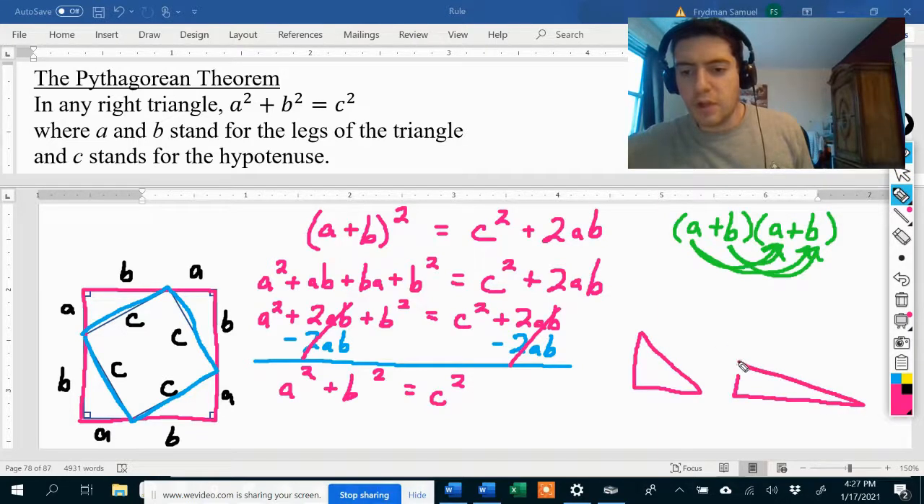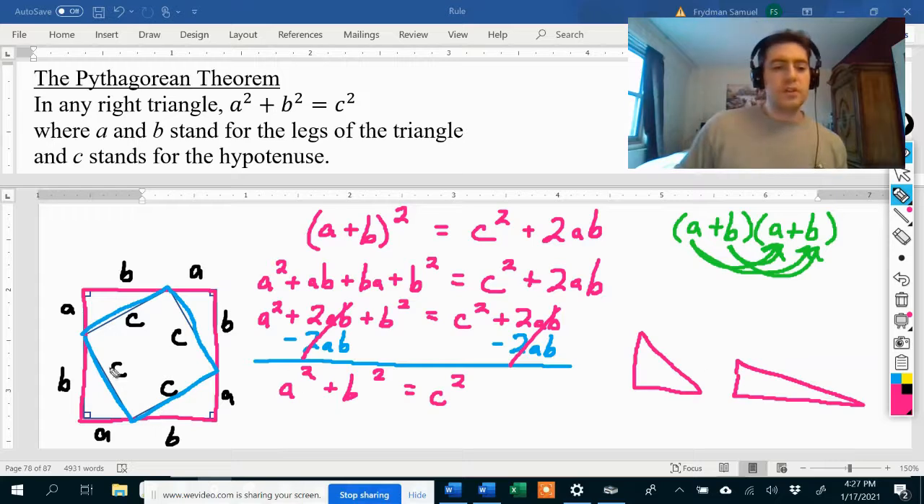As long as it's got a right angle in it, then we'll be able to make a similar sort of construction like this. So that means that the relationship between the legs and the hypotenuse of any right triangle is this right here, which is called the Pythagorean theorem.